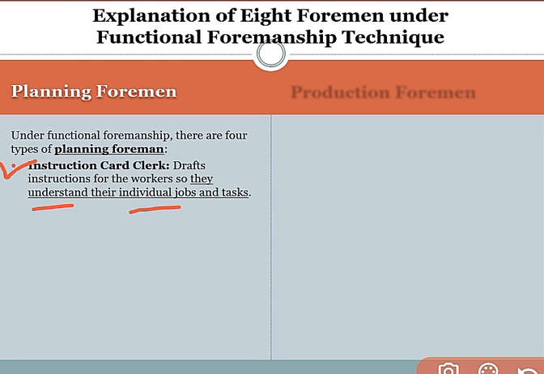So the instruction card clerk is responsible for drafting the instructions and issuing the instructions to the workers at the workplace.